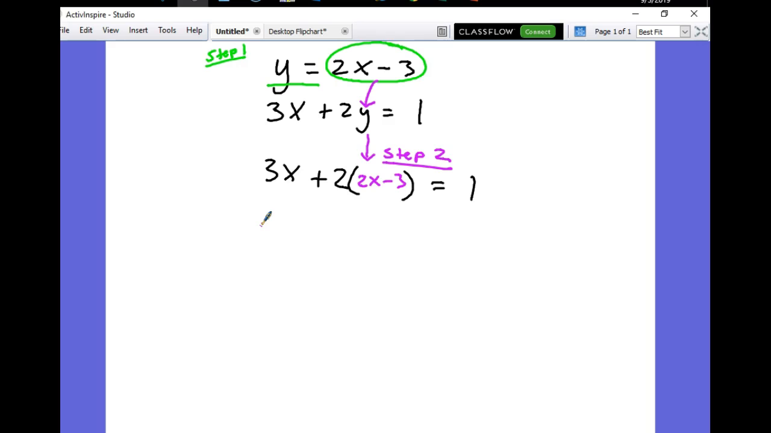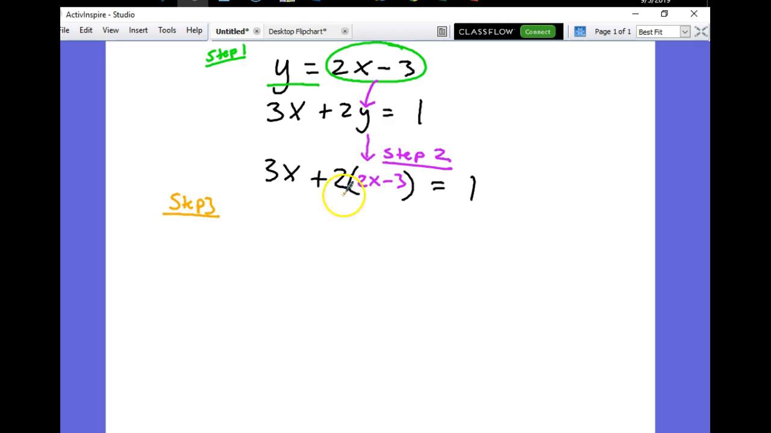Now let me ask you, up here, how many different letters did we have in this equation? 2. Down here, how many different letters? We have 1. They're both x. I got rid of one of the variables. That's the point of this method, right? So now, what does step 3 say? Solve the resulting equation. Okay, so step 3 is we're going to solve it.